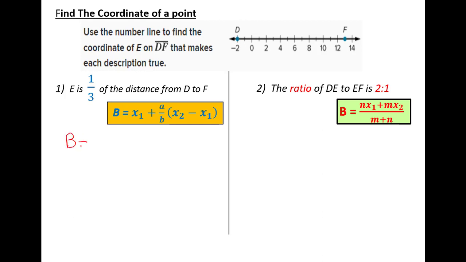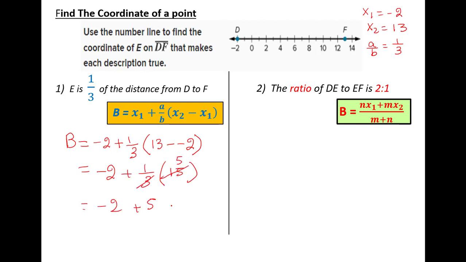So B is equal to, first I'm going to write my items. x1 equals negative 2, x2 equals 13, A over B equals 1 over 3. Now here x1 equals negative 2 plus 1 over 3 multiplied by x2, 13, minus x1, minus 2. Using your calculator, which is 3. My point for the first one is E of the first.